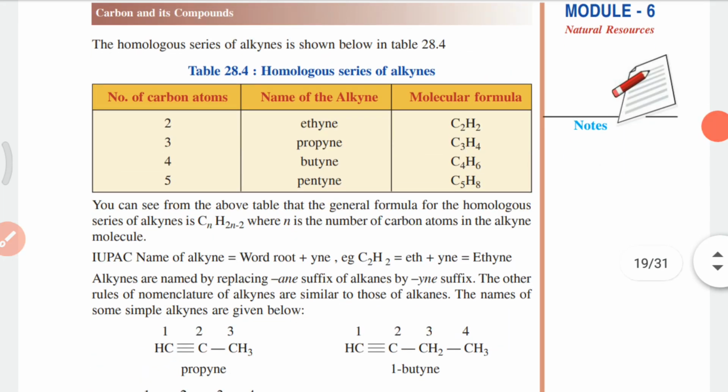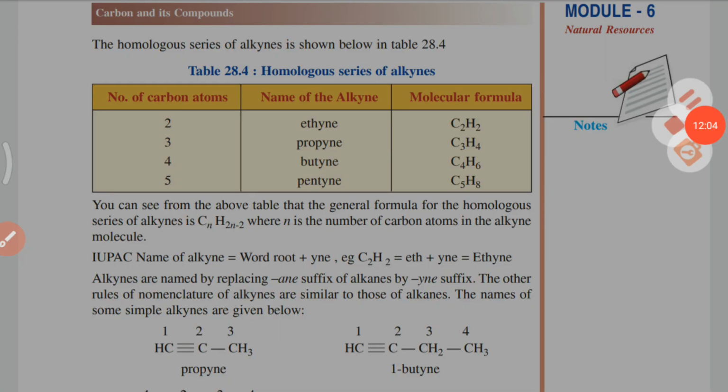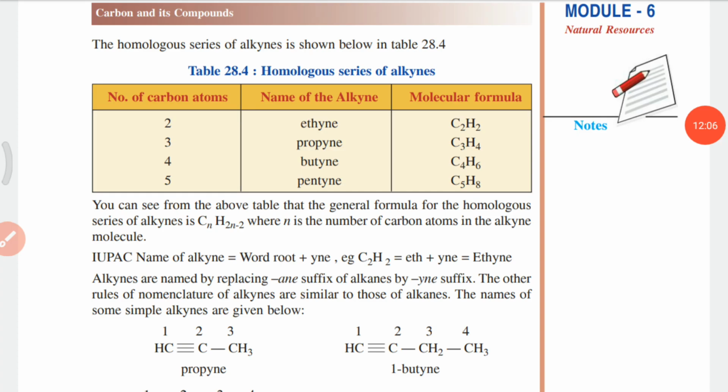Ethyne, propyne, butyne, pentyne, etc. It also forms a homologous series differing by CH2. The general formula for alkynes is CnH2n minus 2. For giving the IUPAC name, we give word root plus YNE. C2H2 is known as ethyne. So you may understand the difference between these compounds.